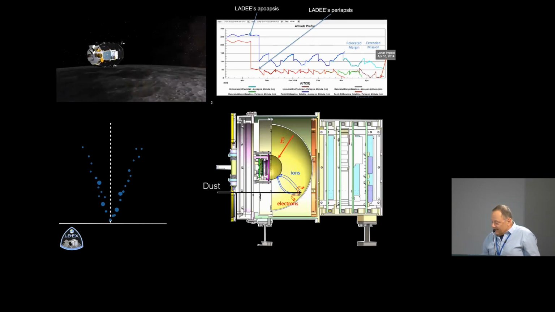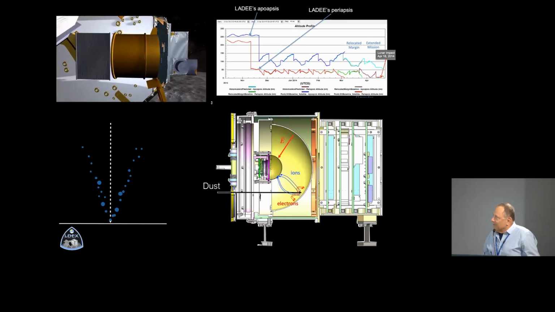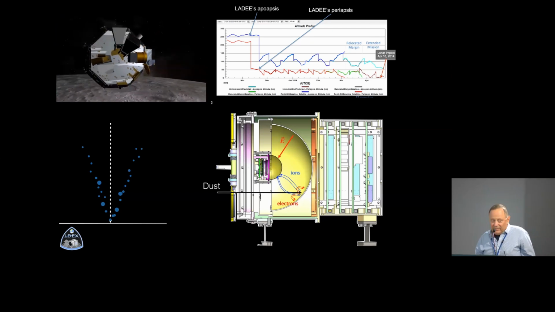On the top right is the height versus time through the mission. The top left is how this instrument is working. When a dust particle comes in and hits the surface, it generates a plume. We are flying through that ejecta cloud. Every little impact generates a pulse that can tell you the size and even the speed of the particle.